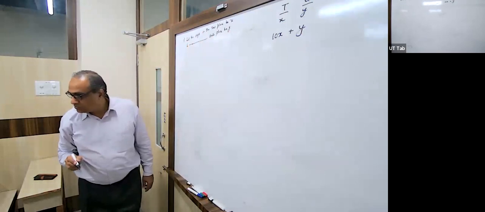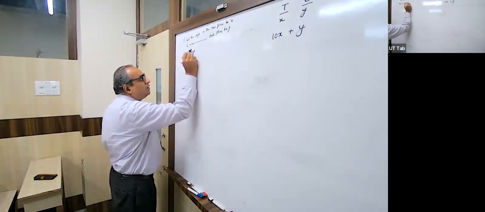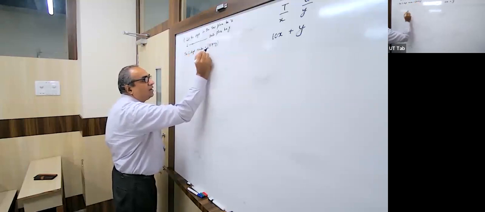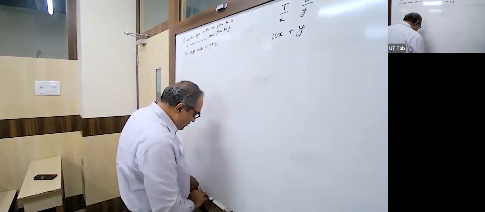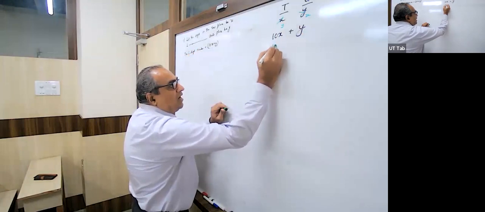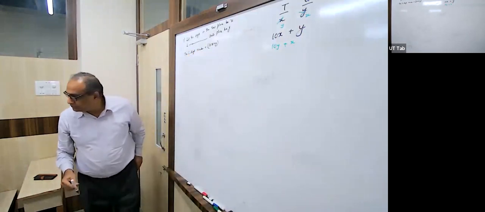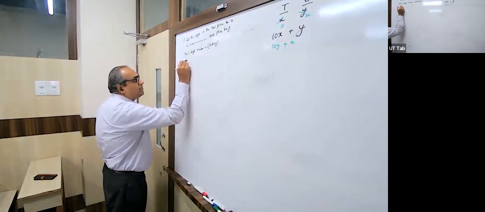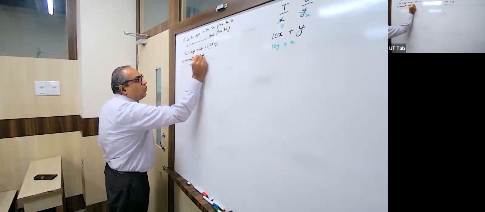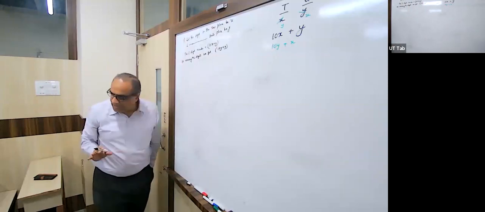Yes or no? Therefore, the 2-digit number is 10x plus y. Now, if I were to reverse the position of these digits, if this was y and this had become x, I would have got the new number as 10y plus x. Do you agree with me? On reversing the digits, we get 10y plus x. This is the beginning of the sum.